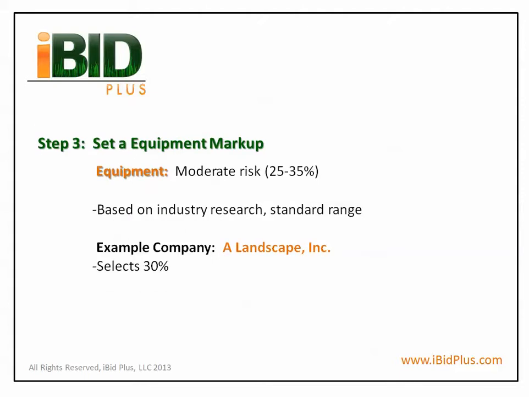Step 3 is set an equipment markup. Equipment is moderate risk, ranging between 25 and 35%. Based on industry research, we have determined this to be the standard range. Once again, we will select 30% for A Landscape Incorporated.